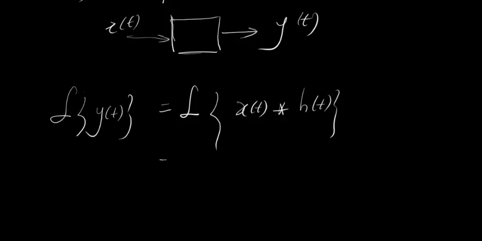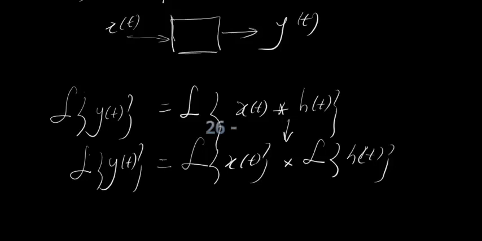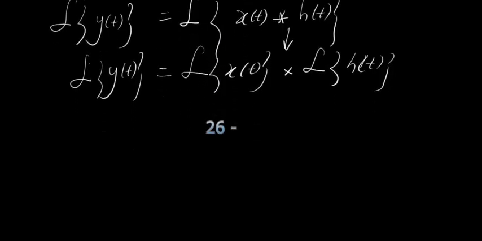It turns out that the Laplace transform of a convolution is simply the Laplace transform of x of t times the Laplace transform of h of t. So basically the Laplace transform converts a convolution integral into a simple multiplication. This is a very, very interesting result. It doesn't look like it, but this is an extremely useful result.